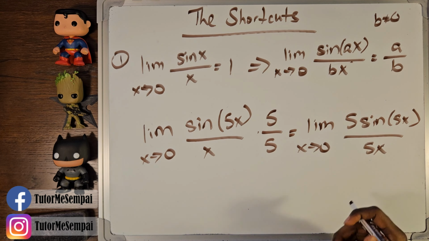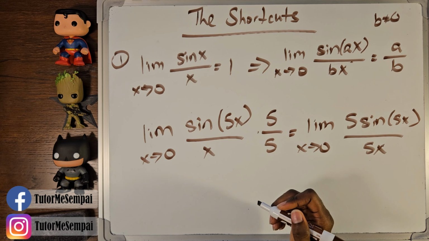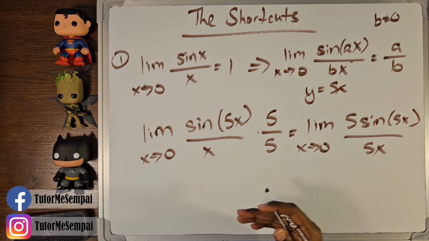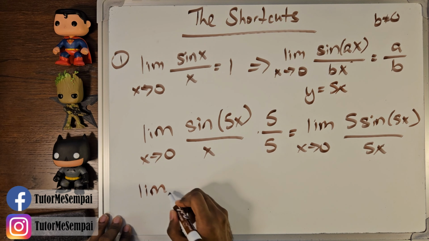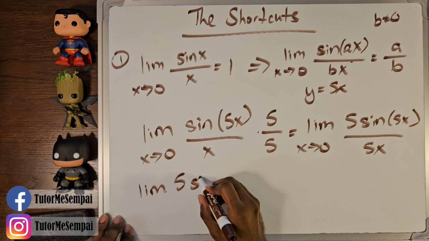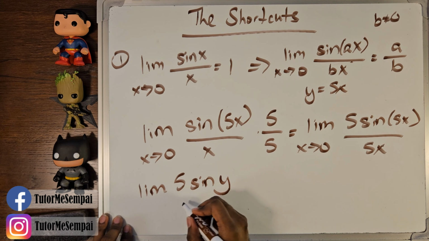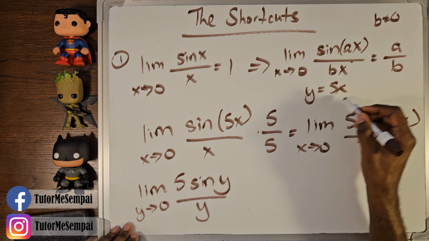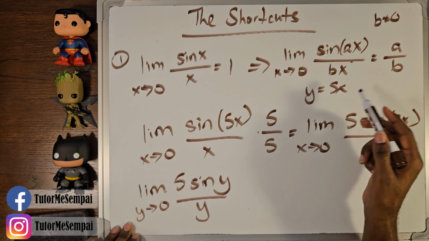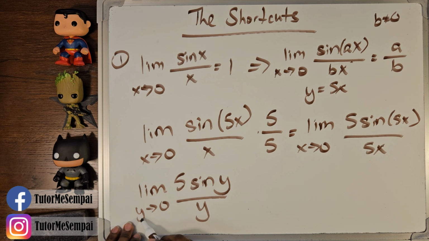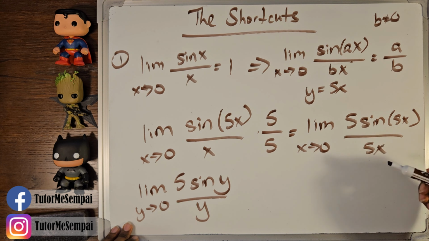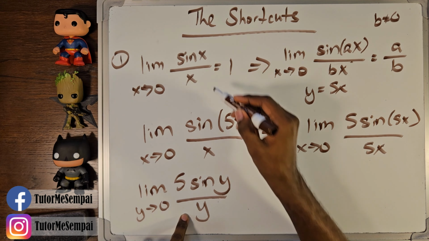Well, let's make things simpler. Let's say we have this rule here. y is going to equal 5x. So we rewrite this to look like this. The limit of 5 times sine of y all over y, as instead of x now, y goes to 0, because as x goes to 0, y is also going to 0, right? We're substituting our y in for everywhere there's a 5x. So now this looks very similar to this.